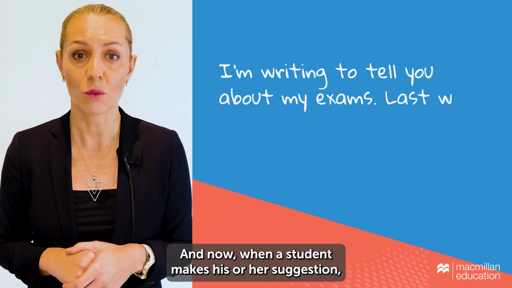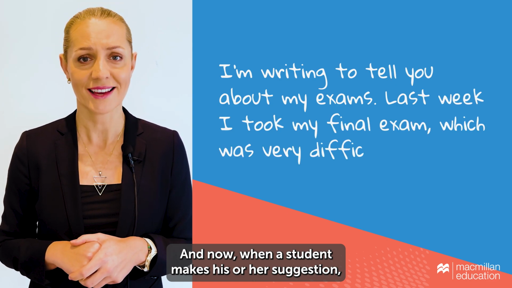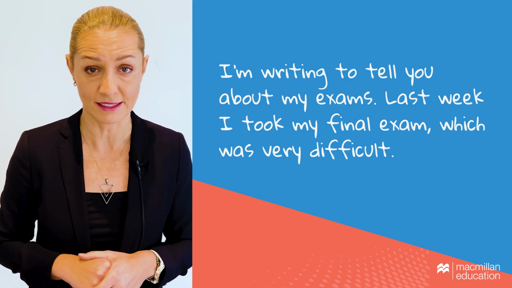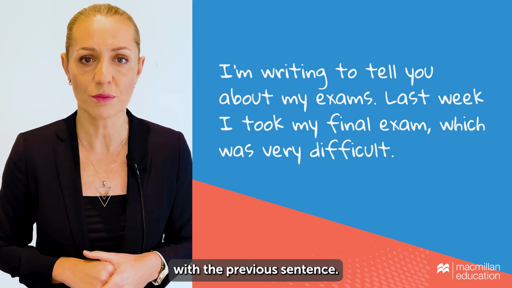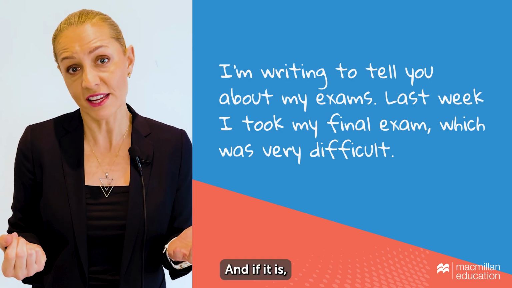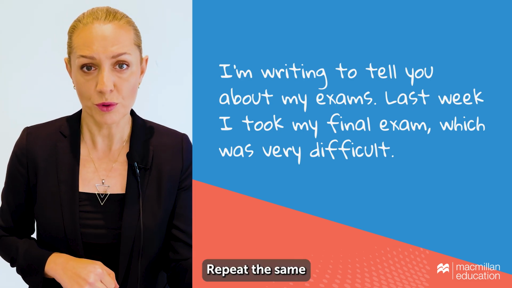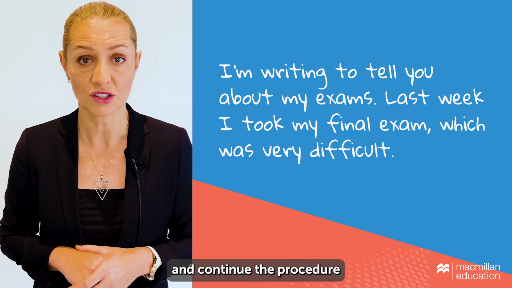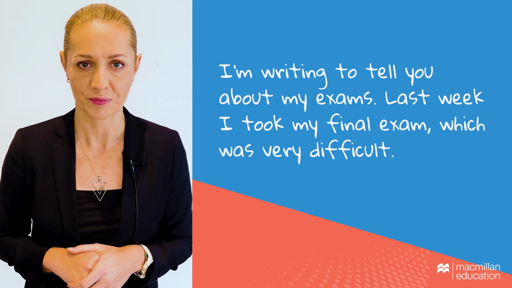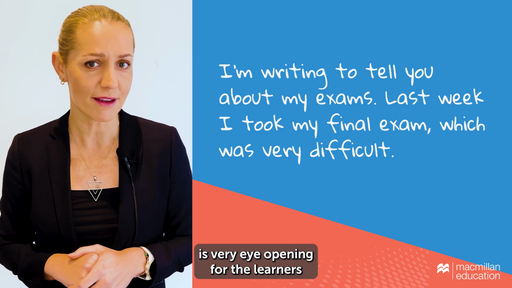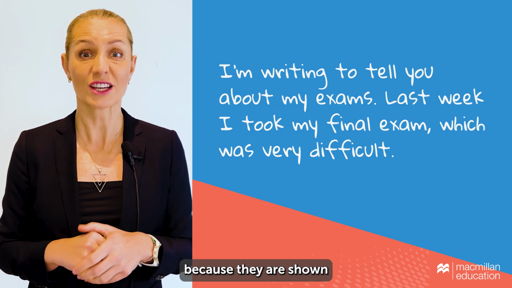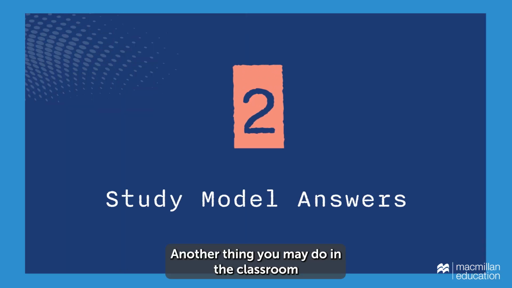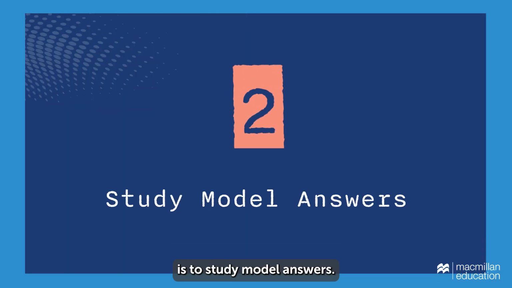When the opening sentence is on the board, ask the class to suggest what could come next. And now when a student makes his or her suggestion, discuss as a class if it fits, if it matches the previous sentence, if it's cohesive with the previous sentence. And if it is, write it on the board. Repeat the same with sentence number 3, sentence number 4, and so on, and continue the procedure until the whole text is ready. Now, this kind of activity is very eye-opening for the learners because they are shown very clearly how texts are constructed.